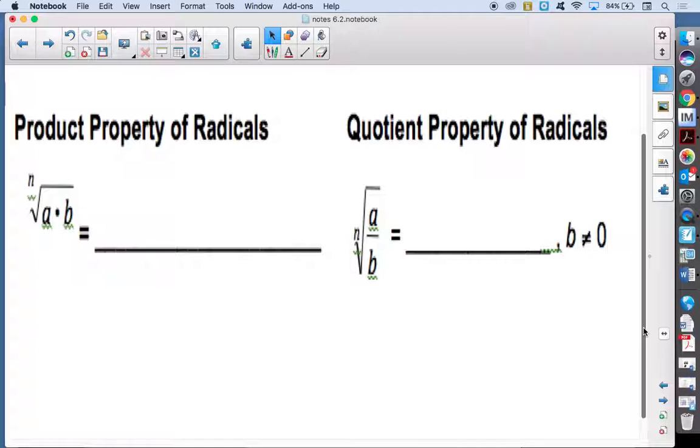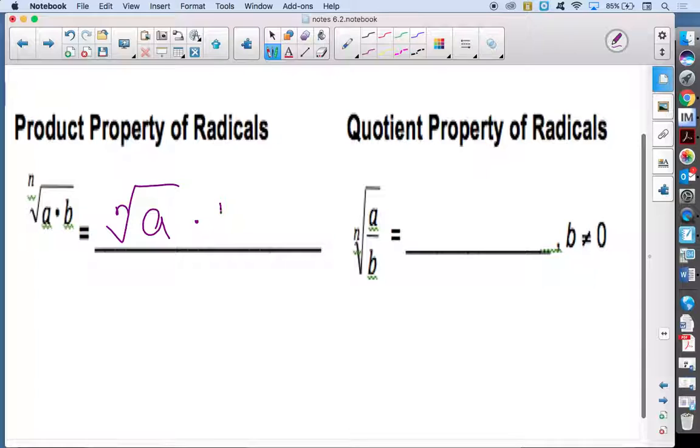And those properties say if I'm multiplying square roots or radicals together, you can split them apart into their own separate radicals. So instead of just having a square root, we can have an nth root. So I can take the nth root of A times the nth root of B, or I can combine them together to go back into the same nth root.